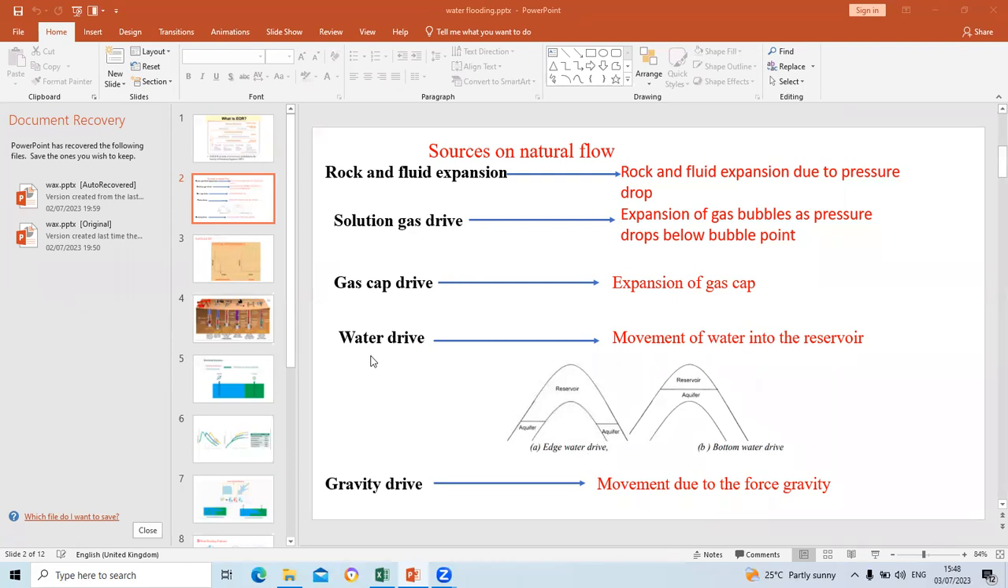We have two types of water drive. We have the edge water, where we have it in this particular form, at the edges. Then we have the bottom water, when the aquifer is around this particular level. When it's around this level, we call it the edge water drive, but at this particular level, we call it the bottom water drive. So it is the gradual movement of the water into the oil reservoir. That gradual movement of water also pushes hydrocarbon away from the reservoir into the borehole.